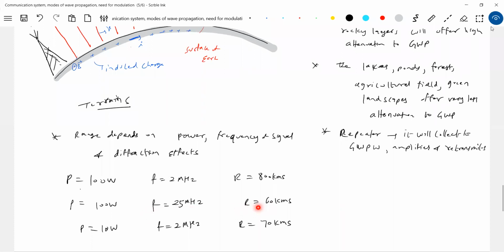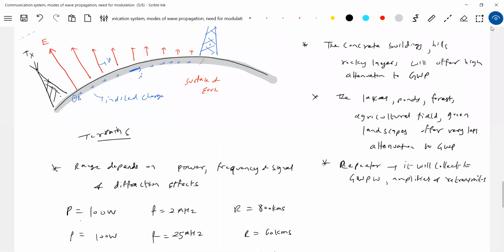Why? We have to give the reason. Because as you increase frequency, the wavelength decreases. And what is the surface of the earth? It contains most things like stones, sand, all small objects. So when the wavelength of the wave becomes comparable to the size of the objects it encounters on the surface of the earth, then the diffraction effect will come. What is diffraction? Bending of a ray of light.